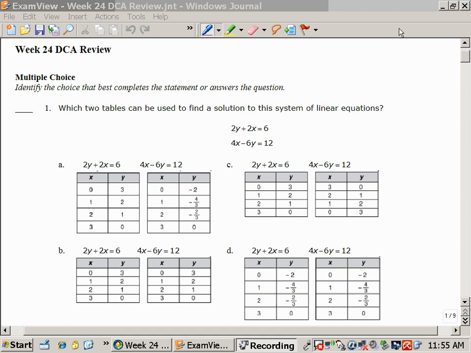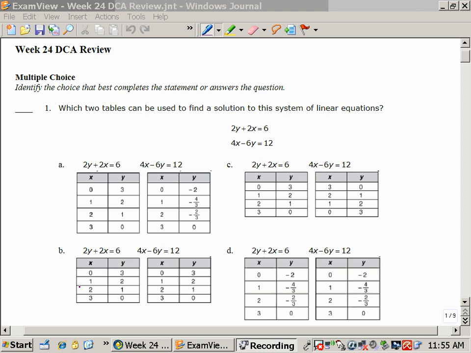All right, we're going to go through the review. This first page is the DCA review. That was 1 through, let's see here, 1 to 26. So I'm going to start with number 1, and then I'll make another video of the supplement. All right, let's get started.